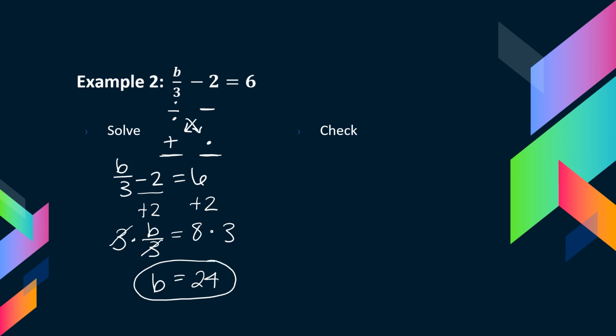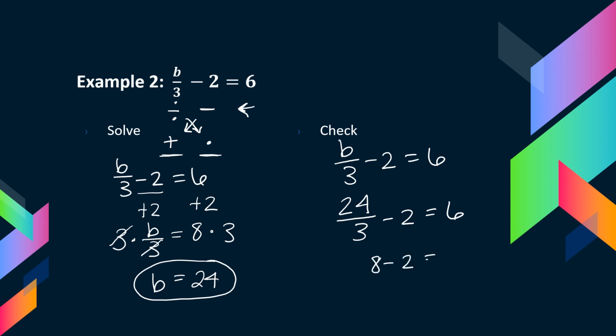And again, we can always check to make sure we did it correctly. So we want to rewrite the original equation and then plug 24, because that's what we found b was equal to, right in for b. Now we can use the order of operations that we identified in the beginning to simplify this equation. So we want to do that division first. 24 divided by 3 gets us 8, minus 2 equals 6. And since 6 is equal to 6, we know that 24 is the correct answer for this equation.